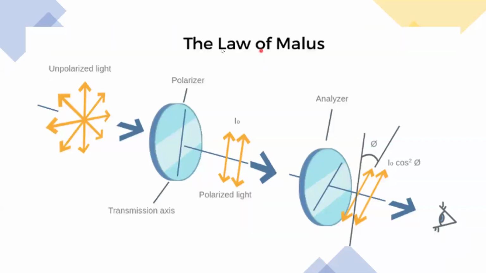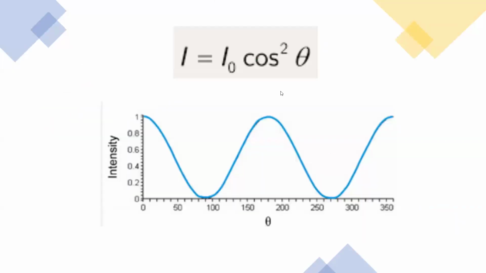So Malus's law, the same idea as I just mentioned. If you want to find how much intensity of a light is passing through the analyzer, the angle between the polarizing filter and the incident light is theta or phi. So I equals I naught cosine squared theta. You can use that to work out. I will give an application as well. You just substitute the value for theta and you'll get the answer.